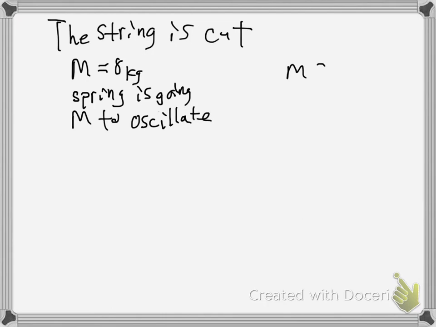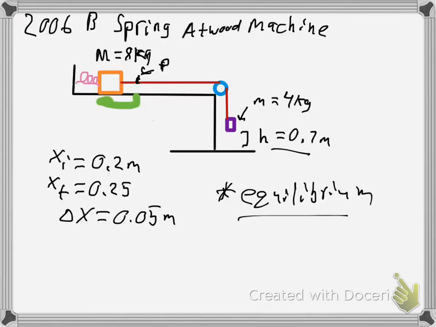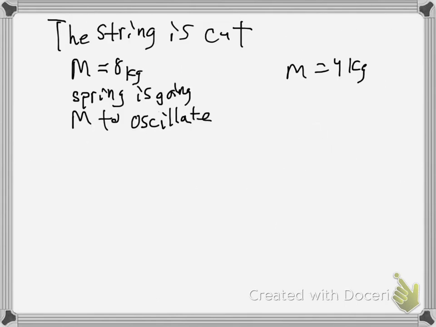And then the little m, our 4 kilogram mass. Well, look, if this is cut, this is just going to fall. It's going to be in free fall because there's no tension acting on it anymore. So that's the important thing. When you cut the string, there's no more tension. So that means it's just going to be in free fall towards the ground. That's how the situation is being changed.